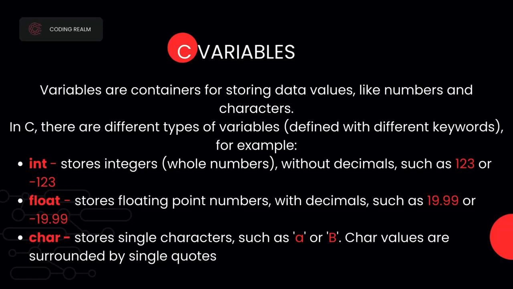For example, first, int stores integers, or whole numbers without decimals, such as 1, 2, 3. Second, float stores floating point numbers with decimals, such as 19.99. Finally, char stores single characters, such as 'A' or 'B'. Char values are surrounded by single quotes.